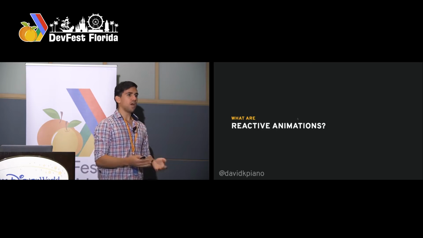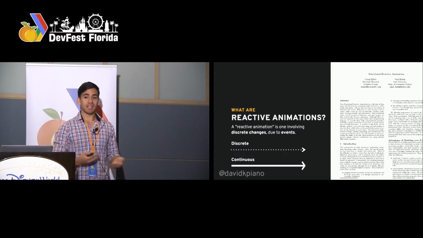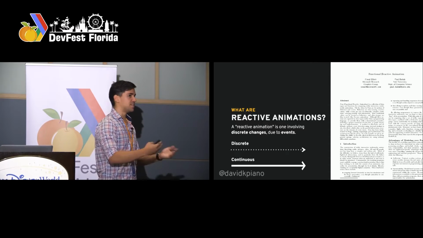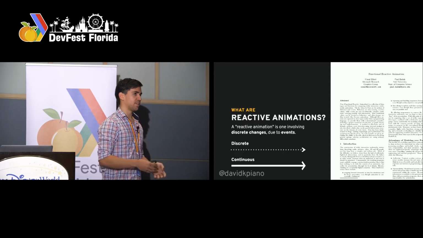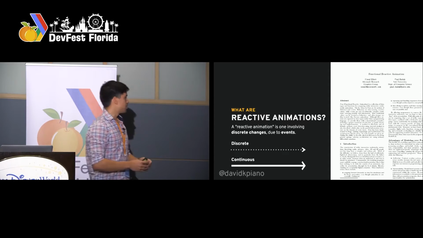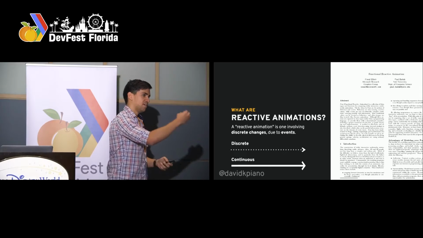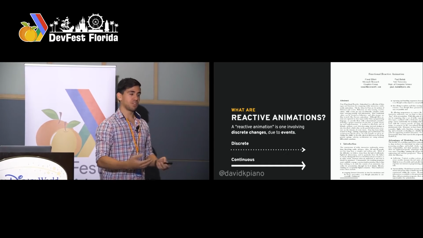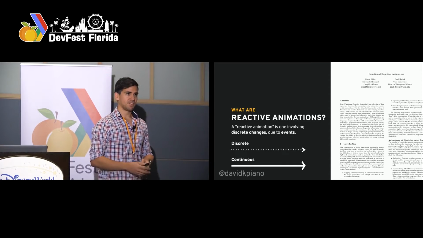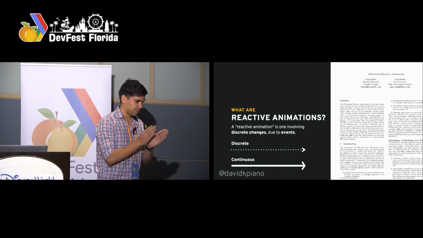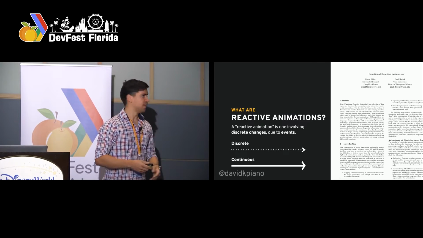So let's get into it. What are reactive animations exactly? According to this paper, a reactive animation is one that involves discrete changes based on events that could be continuous or discrete themselves. And just to give you a little bit of a refresher, discrete means something that happens at distinct moments of time, where you could actually measure it. Continuous is something that is continuously happening, so you can't really measure it with any sort of digital precision. So it's sort of the difference between digital and analog.